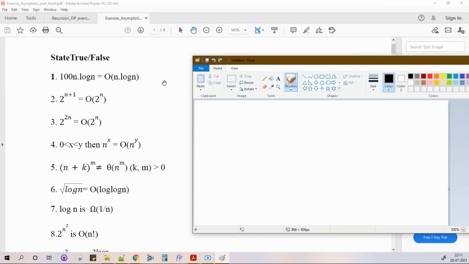Great. Okay. So here we have one problem: 100 n log n, is it order of n log n? Is it true or not? Now we have 100 n log n. What they are asking is, is it order of n log n or not?